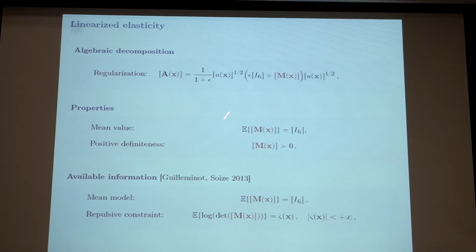So at this stage, we can state that the available information we have regarding M is given by its mean value equal to the identity and by its positive definiteness, which we take into account by assuming that the mean of the log of the determinant of M is known and bounded. So this will ensure that M is positive definite almost surely. But we actually have more information about M because we know that it has the same symmetry properties as A. So for instance, if A is an isotropic elasticity tensor, then M is isotropic too.